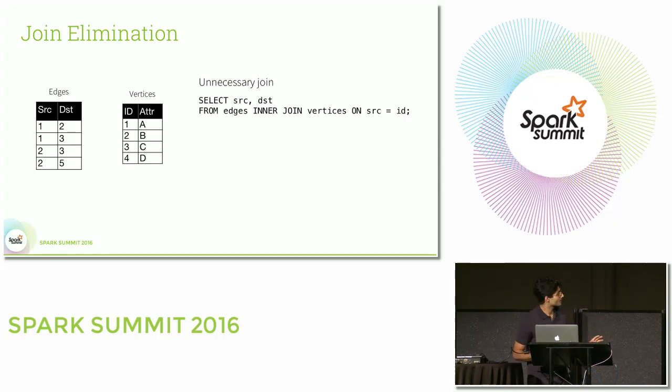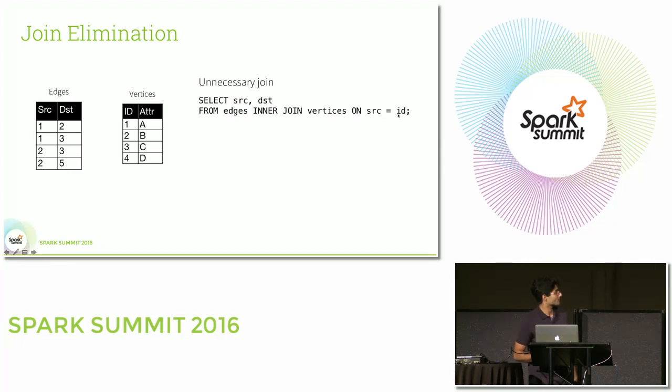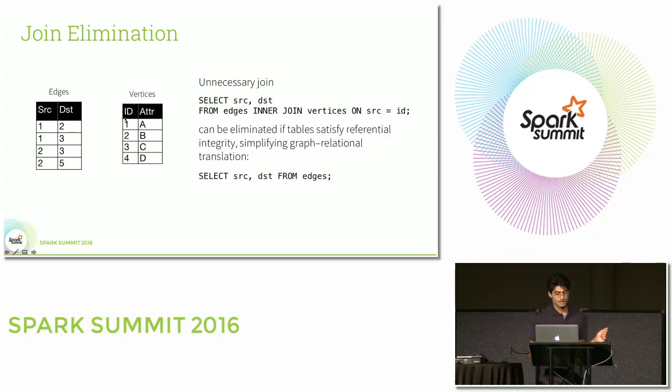So consider this join where we're joining the vertices with the edges on, say, the source, so that we're bringing in the source vertex property, and then suppose we're just selecting out the source and destination vertex IDs. If you work this out by hand, it's equivalent to just taking the edge table. So it was not necessary to join the vertex table in at all, and that's true only if these tables do satisfy this constraint.